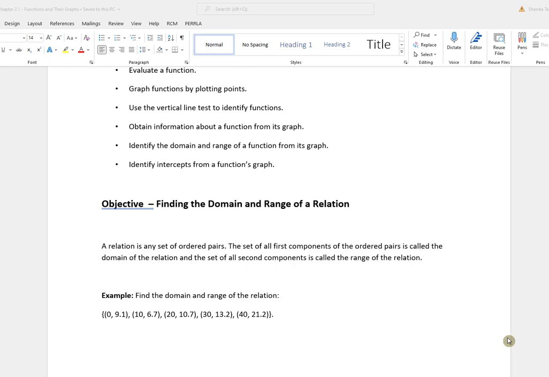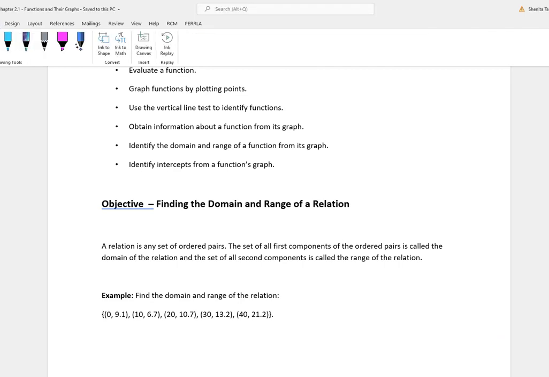So first let's talk about how to find the domain and range of a relation. A relation is any set of ordered pairs. The set of the first components of the ordered pairs is called the domain, and the set of second components is called the range. So if you have the ordered pair (x, y), the x is your domain, the y is your range.